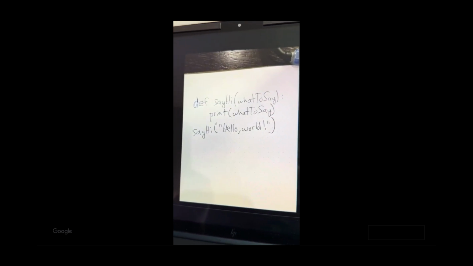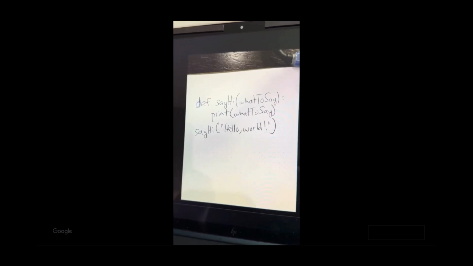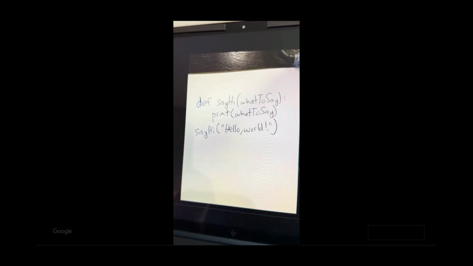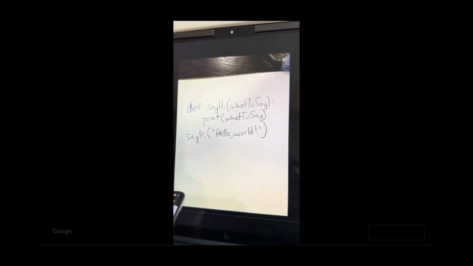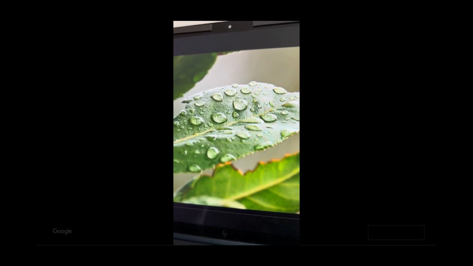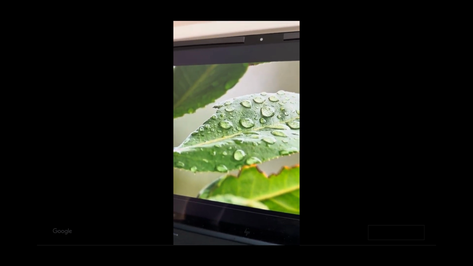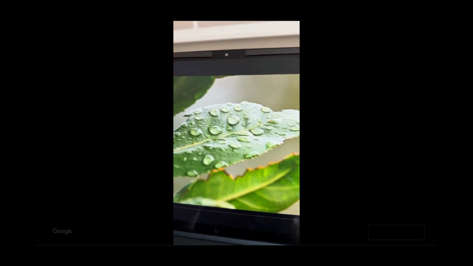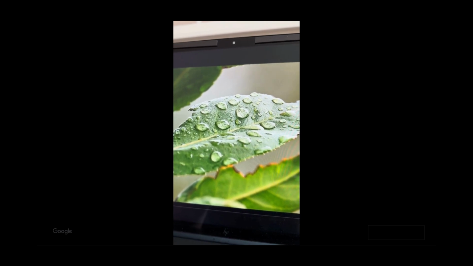Thanks. What language is this written in? That code is written in Python. It defines a simple function called say_hi that prints a message. What's going on here? It looks like a close-up photo of a green leaf with water droplets on it.